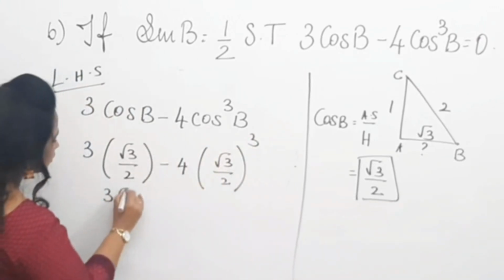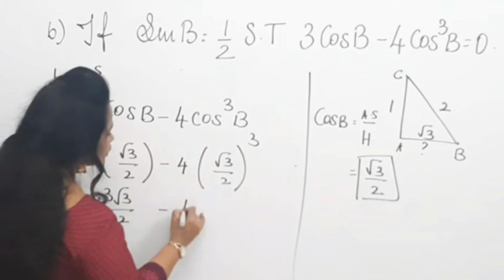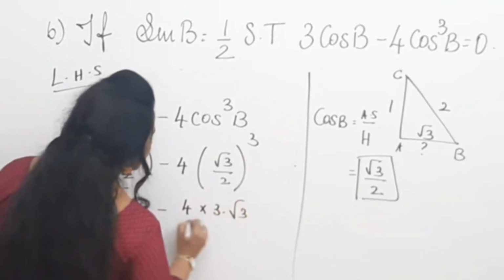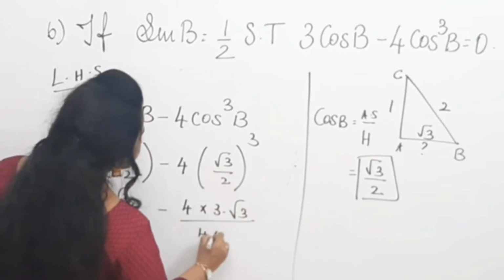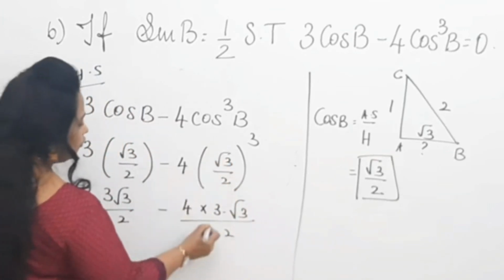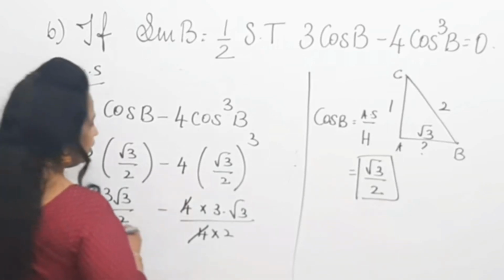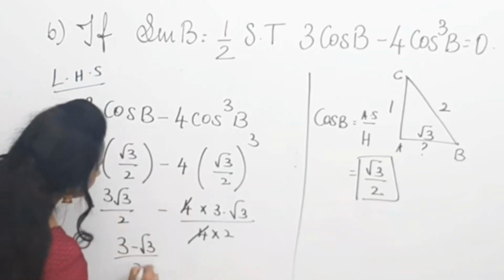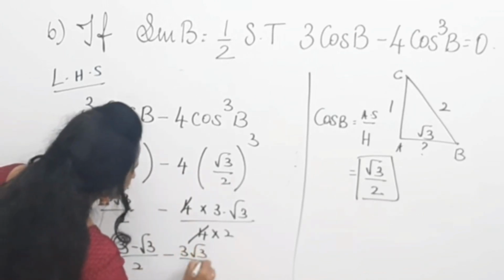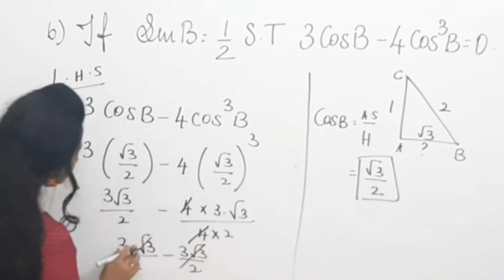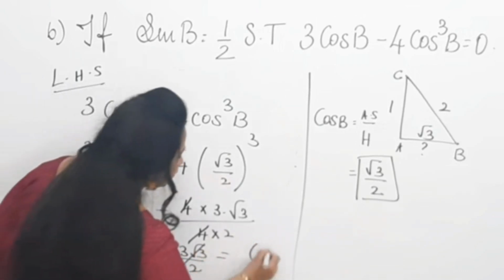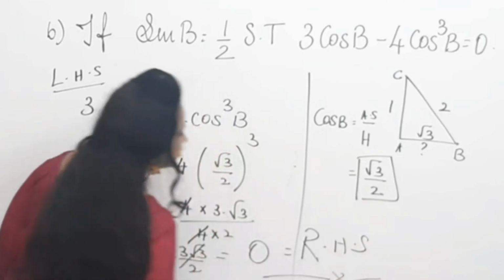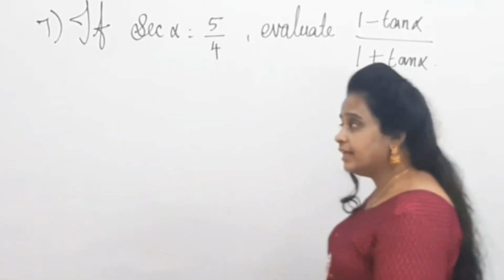So 3 root 3 by 2 minus 4 into root 3 the whole cube is 3 into root 3 divided by, I would write this as 4 into 2. 4 2s are 8. 4 gets cancelled. So I would have my equation, the value 3 root 3 by 2 minus 3 root 3 by 2, which gets cancelled. That is equal to 0, which is my RHS, hence proved. I got my answer. Children, we move on to the next question.